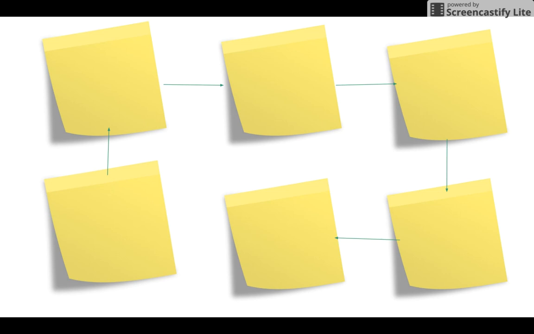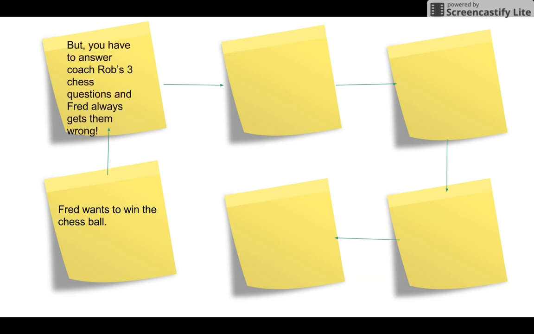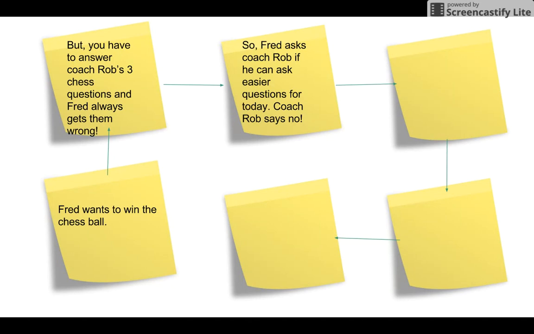So to set us up, we're going to pretend that I'm writing a story about a very important chess game that's coming up. And my character in this story, his name is Fred. Well, Fred, he wants to win the chess ball. But in chess ball, you have to answer his coach Rob's 3 chess questions. And guess what? Fred always gets them wrong. There's our uh-oh. So Fred gets the courage to ask Coach Rob if he can ask easier questions for today. Coach Rob says, no. Uh-oh. Our uh-oh's getting even bigger.